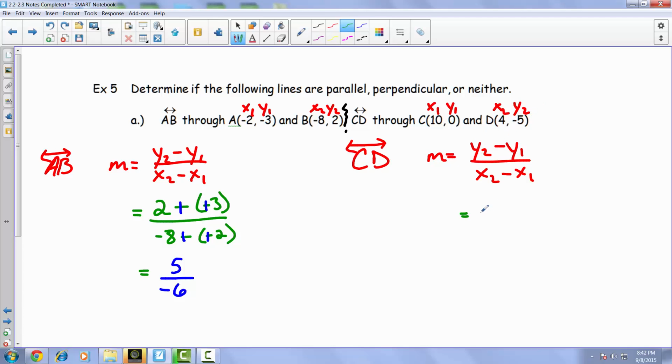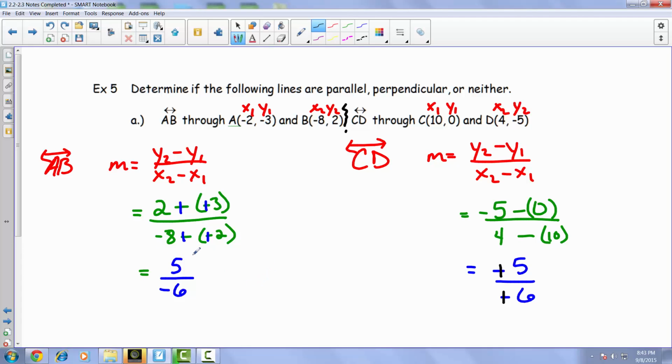We have y2, that's -5, minus our y1, here it is, 0, over our x2, here he is, 4, minus our x1, 10. Well, as a result, we end up with -5 minus 0, that's just -5. 4 minus 10 just comes out to be -6. Because we end up with a negative divided by a negative, we really have a positive answer here. So we have positive 5/6 as the slope.